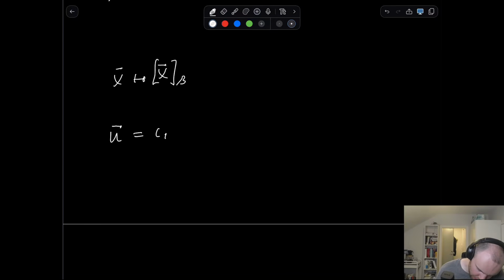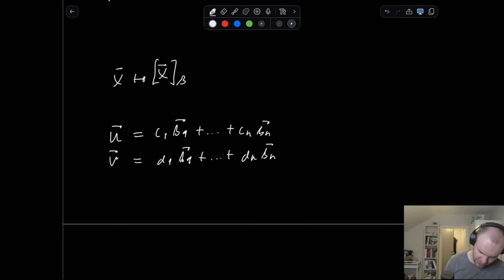Just so we say u is just some vector in our vector space. So c1 b1, right? And that's just up to cn and then bn. And then v is just, of course, d1 b1 plus, then up to dn bn, right? So just two vectors in V.